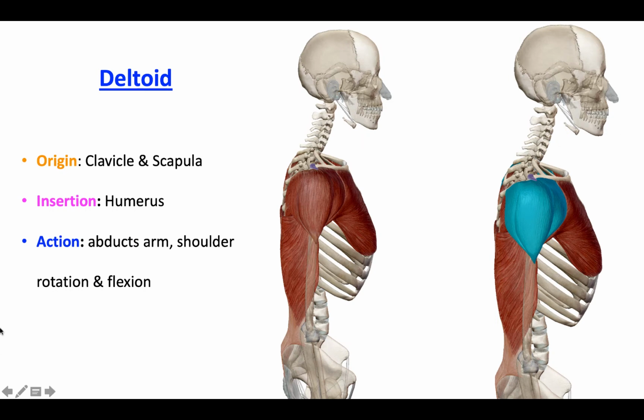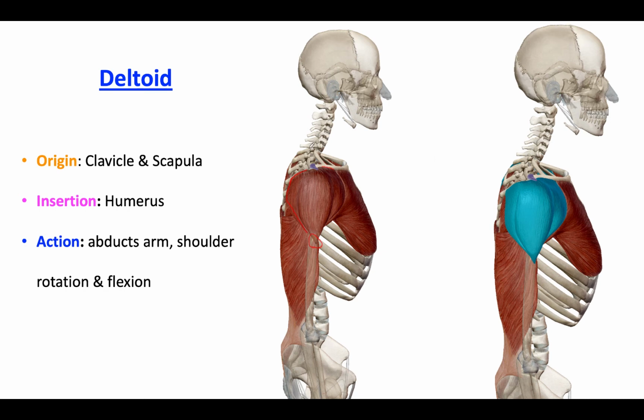Okay, the next muscle we're going to talk about is the deltoid muscle. Now, your deltoid is broken into 3 parts. The origin has 2 origins, at the clavicle and the scapula, and it inserts at the humerus bone. This is an unhighlighted deltoid, and then this one is clearly highlighted in blue.